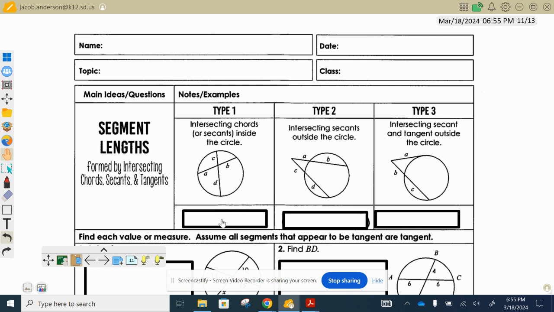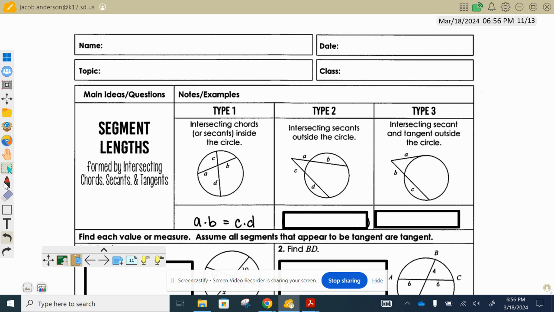The good thing about type 1 is it is kind of like proportional. So our formula for number 1 will look like this. You can see that A times B is equal to C times D. So that's formula number 1 when you have two chords that are crossing inside of a circle just like that. A times B equals C times D. So take a second to look at the circle, and then we'll move on to type number 2.